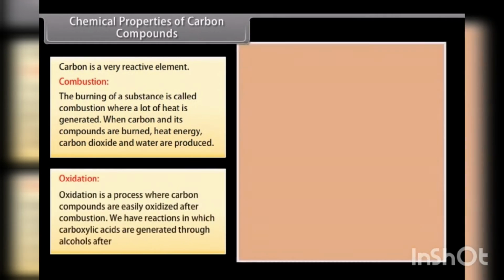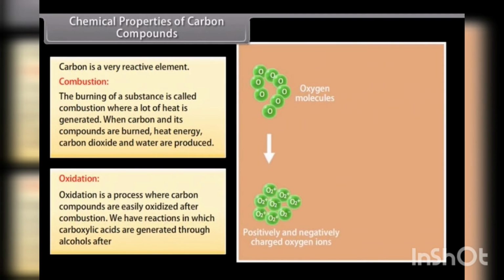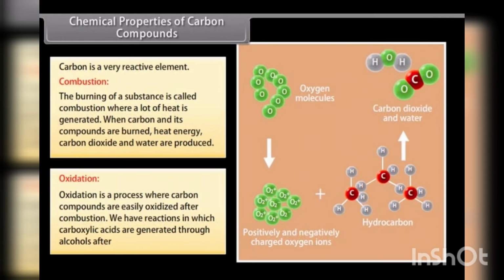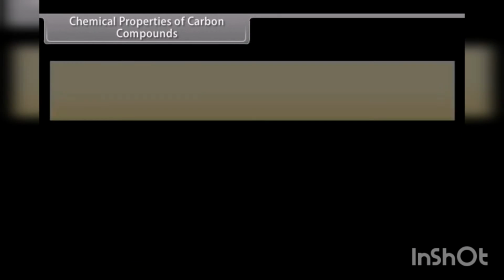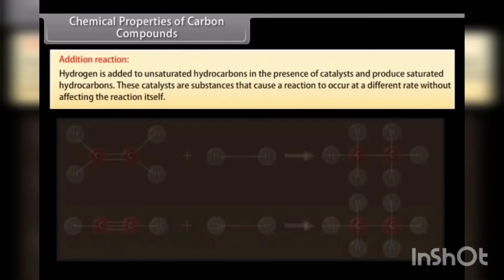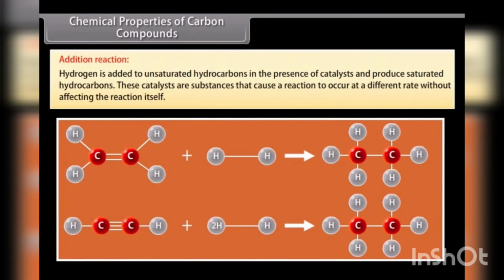Oxidation. Carbon compounds are easily oxidized after combustion. After complete oxidation, additionally, we have reactions in which carboxylic acids are generated from alcohols. Addition reaction. Hydrogen is added to unsaturated hydrocarbons in the presence of catalysts and produces saturated hydrocarbons. These catalysts are substances that cause a reaction to occur or proceed at a different rate without affecting the reaction itself.